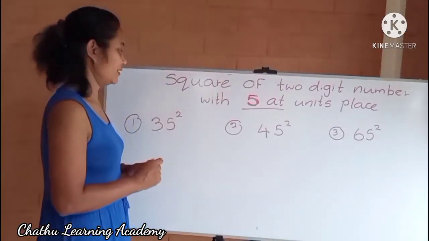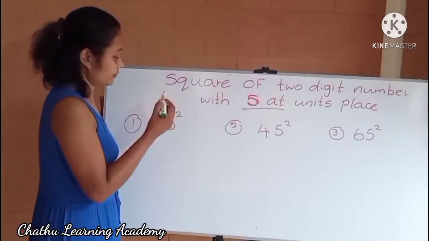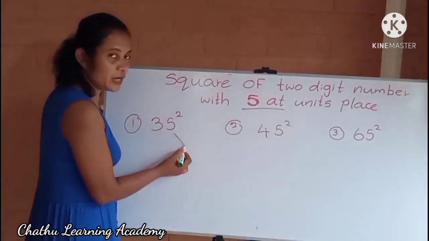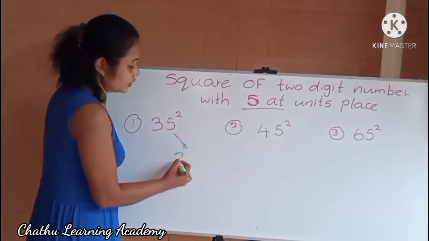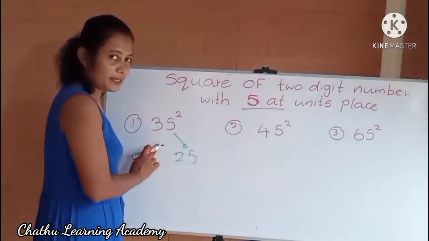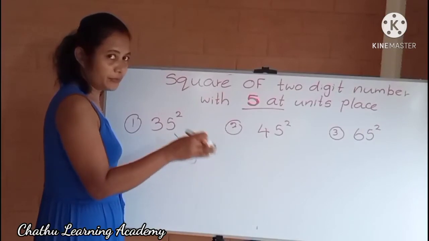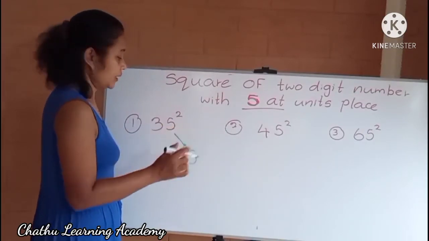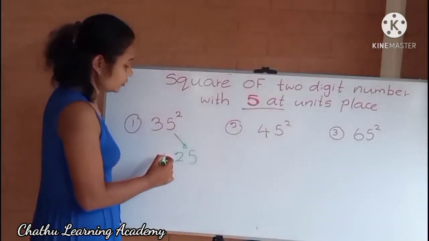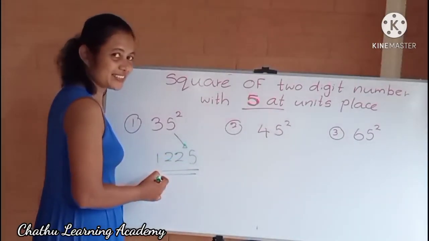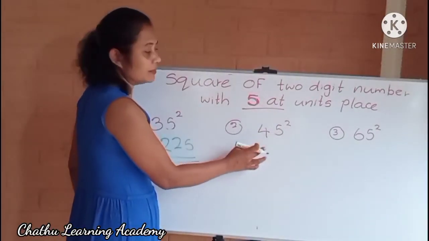This is the method. Here square of 35. Just get the square of 5. It's 25. We want to multiply this 3 with the next number. What is the next number? After 3, it's 4. Then 4 into 3 is 12. This is the answer.